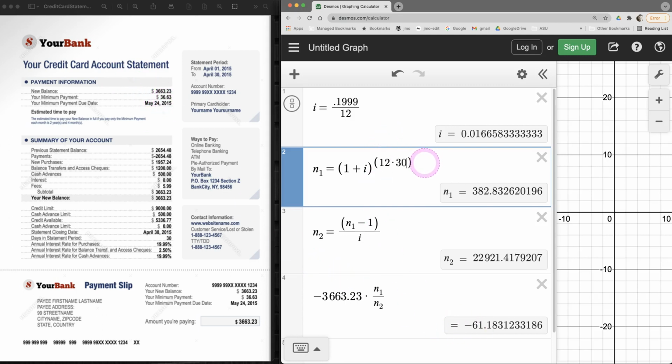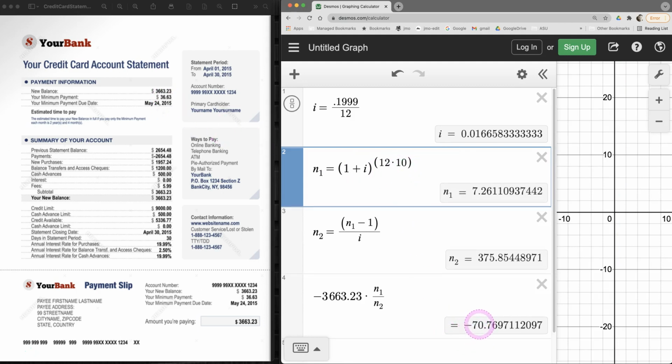$36.63 for my payment. Okay, so evidently this minimum payment, we can see that there's a problem with it. Let's say if we wanted to pay this card off in 10 years, right?